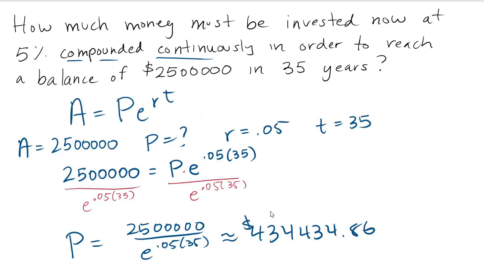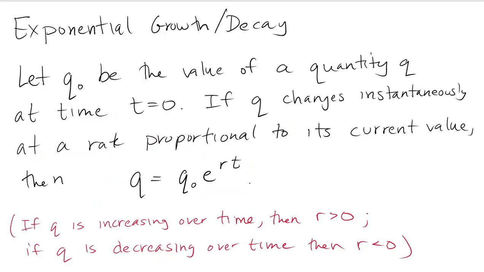Now, these two examples were about the continuous growth of the balance of an account. We can generalize that to any quantity. Let Q sub 0 be the value of a quantity Q at time equals 0. If Q changes instantaneously at a rate proportional to its current value, then Q equals Q sub 0 e to the RT. I want you to notice that this is just the PERT formula, but with Q in place of A and Q sub 0 in place of P. This is really the same formula.